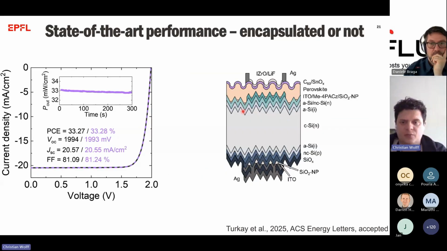Now the question is, can we also make efficient devices with that? And the answer is yes. So the devices that I've shown you before were still based on fully flat silicon, or front side flat silicon. And now we have created these devices with the texture and the undulated curved perovskite structure on top, and we can effectively maintain the high performance that I've shown you before.